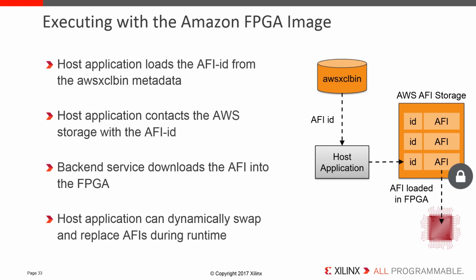As we just saw, the host application is responsible for setting up the FPGA. When the application runs, it starts by loading the AFI ID from the AWS XCL bin file. It then contacts the AWS storage with the ID, which then downloads the proper AFI into the FPGA. The platform is now configured and ready to go. This setup step can repeat multiple times during execution. This will result in the application dynamically swapping and replacing AFI during runtime, a potentially very useful capability.